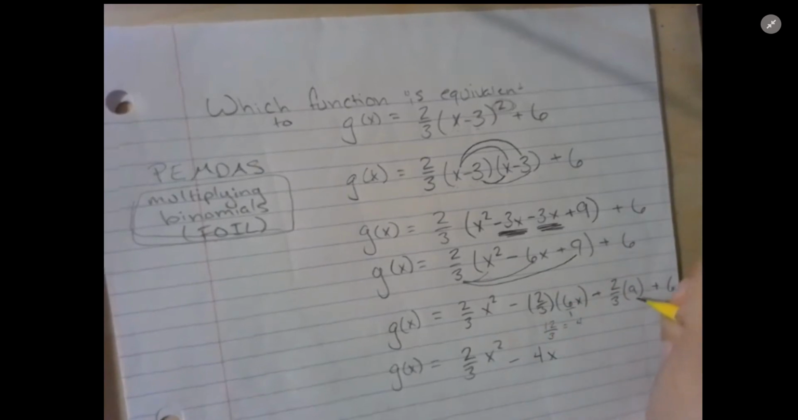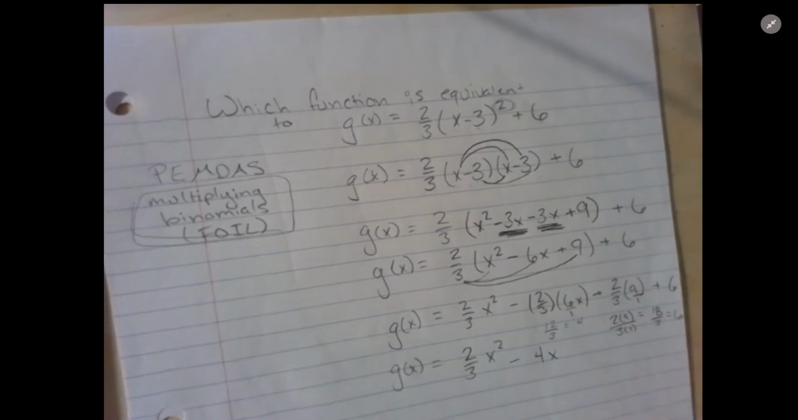And then 2/3 times 9 is the same as 2 times 9 over 3 times 1. 2 times 9 is 18. 3 times 1 is 3. That equals 6. And so I get a 6 here plus 6. And then don't forget about your other plus 6. Whew, got a little crowded.